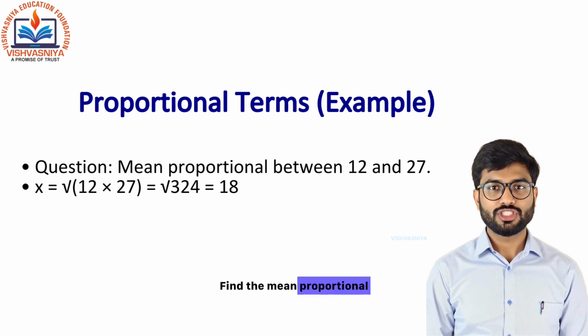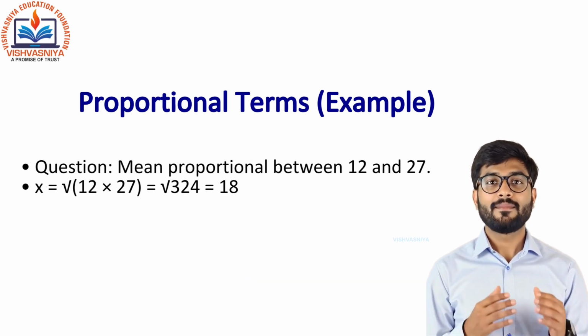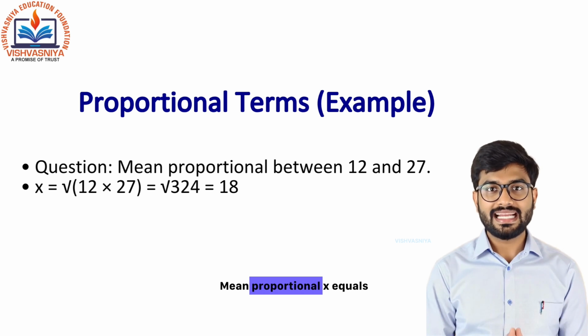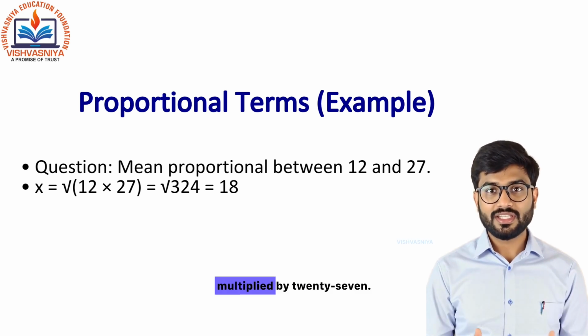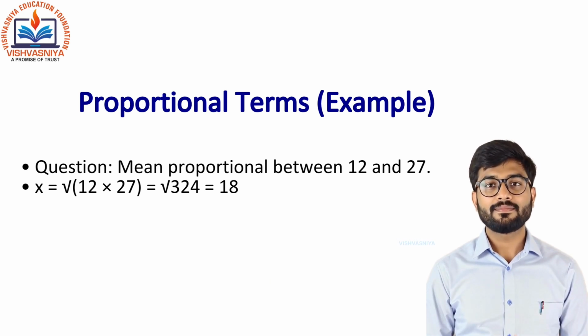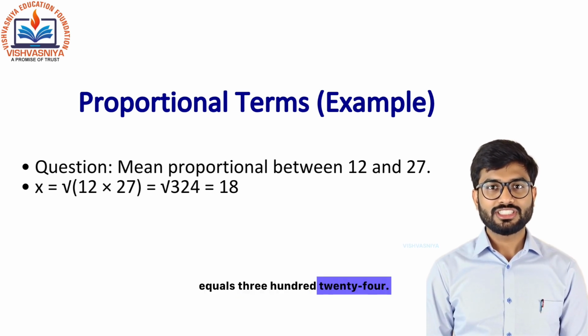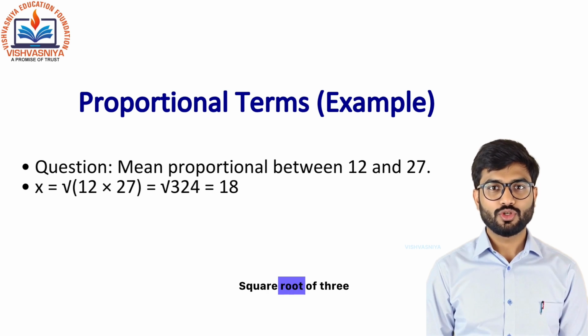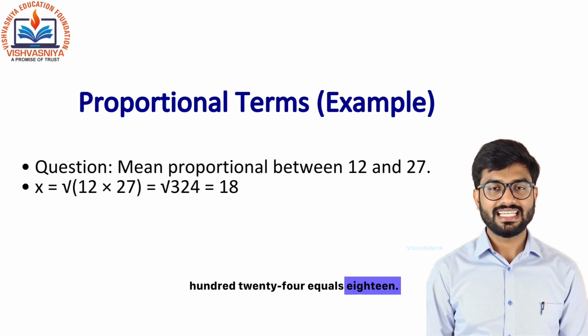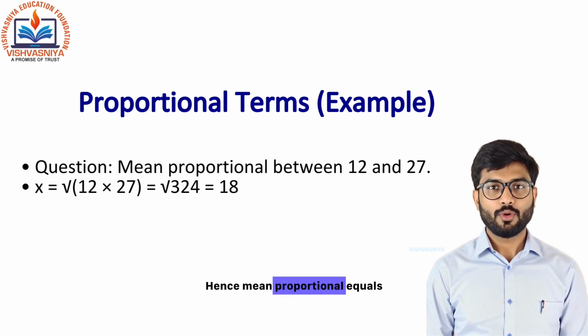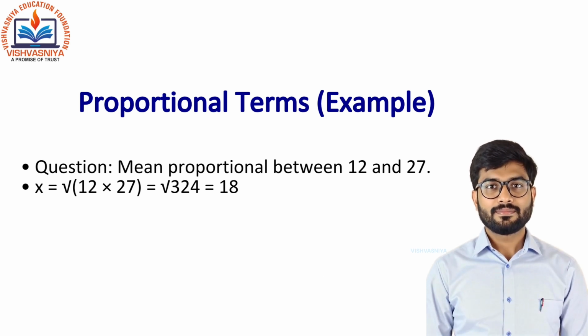Find the mean proportional between 12 and 27. Mean proportional x equals square root of 12 multiplied by 27. 12 multiplied by 27 equals 324. Square root of 324 equals 18. Hence mean proportional equals 18.